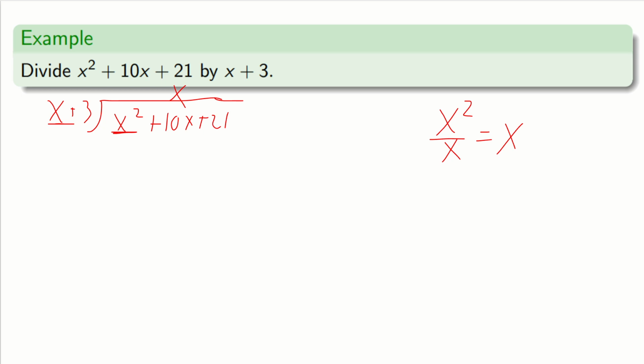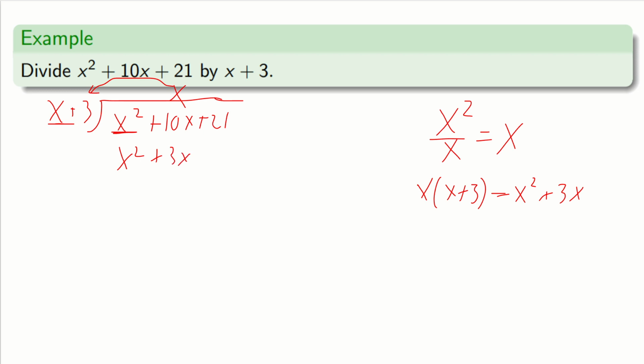And so, just like with long division, I multiply that out. I ask, what is x times x plus 3? Well, say it along with me. x times x plus 3 is equal to x squared plus 3x. And so I write x squared plus 3x.